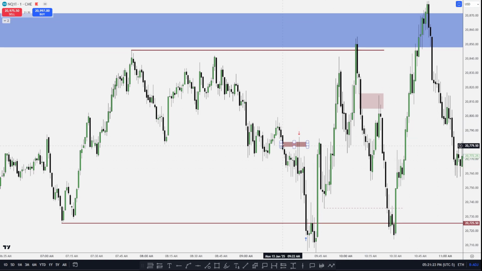We got the fair value gap here at a time I like, and price did run down for sell side, giving about 53 points.